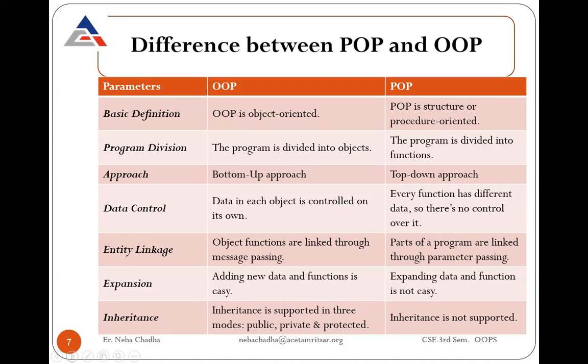Then comes the data control. Data in each object is controlled on its own. In procedure-oriented, each function has different data, so there is no control over it. Entity linkage: in object-oriented, objects are linked together through message passing, so that one object can communicate with another object via some functions. In procedure-oriented, parts of the program are linked through parameter passing. Some parameters are passed with the functions, which is called parameter passing.